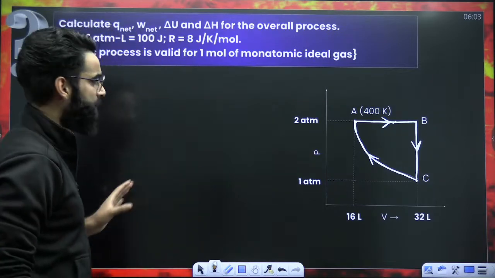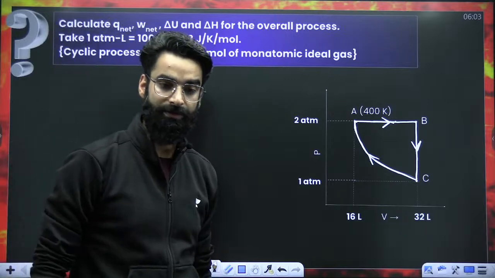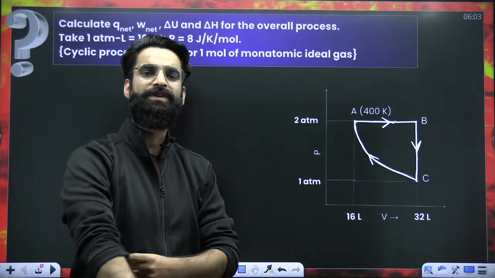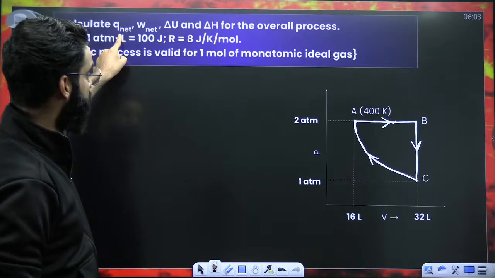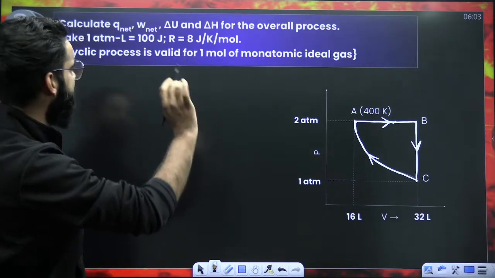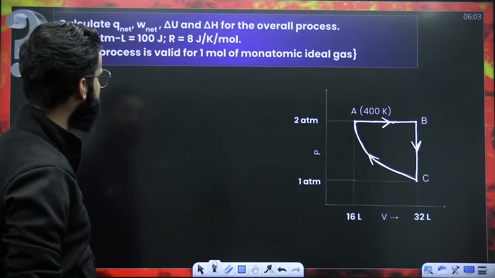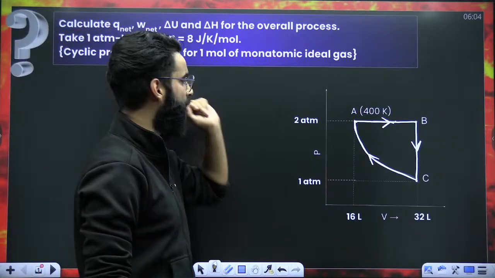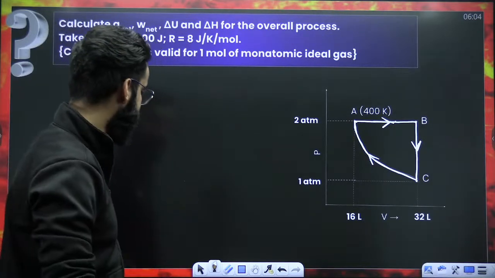Now, my dear students, look at this particular question and just try to analyze how exactly this sort of a question is to be solved. As far as this particular question is concerned, we are supposed to calculate Q net, W net, delta U net, and delta H net for this overall cyclic process. It's mentioned in the question that we have to take 1 atm liter as 100 joules. R value, we have to take 8 joules per Kelvin per mole. And this particular cyclic process is valid for 1 mole of monoatomic gas.